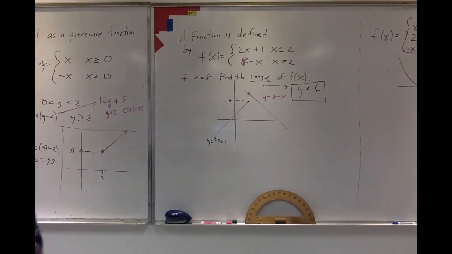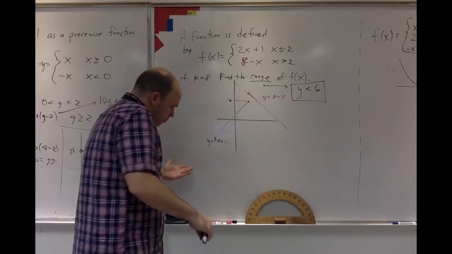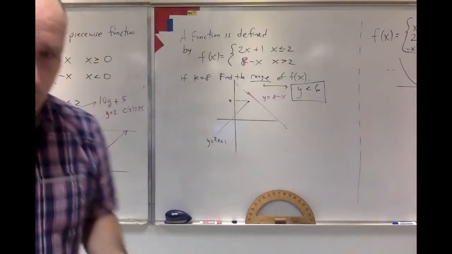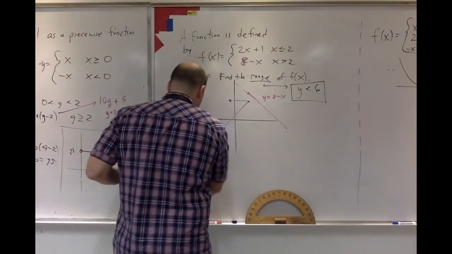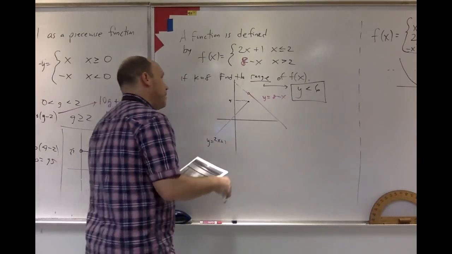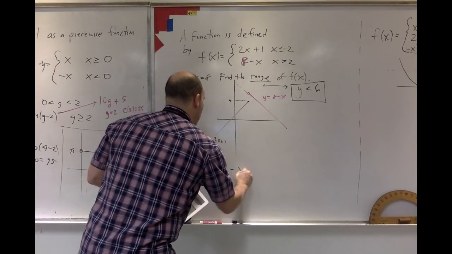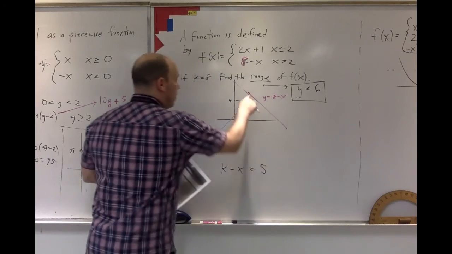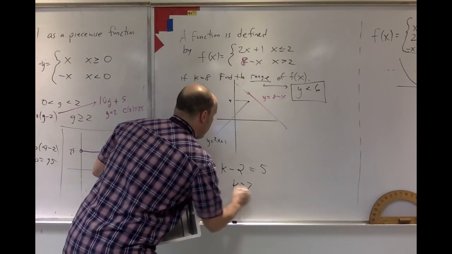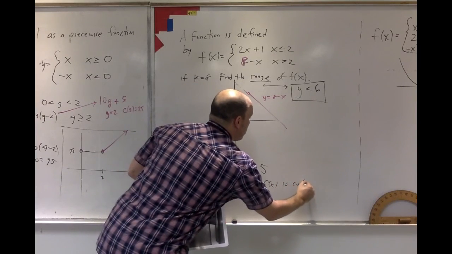Last part, they want to know, find the value of k for which this function is continuous. Think about that for a second. How can I find the value of k to make this continuous? Well, easy. I need to know that k minus x equals 5 at 2. Answer, k equals 7. So if k equals 7, then f of x is continuous.